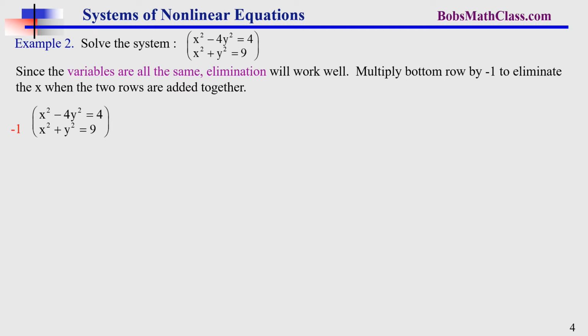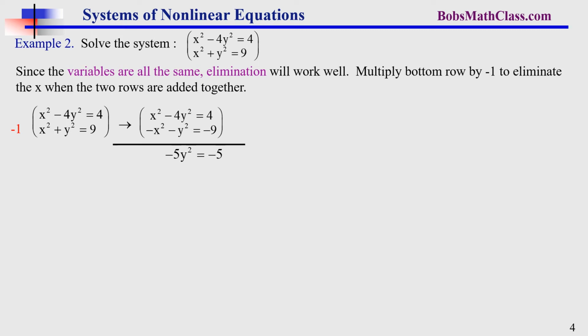Okay, so if we multiply the bottom row by negative 1, the top row stays the same, but the bottom row will be negative x squared minus y squared equals negative 9. Now we could add the two rows together, add the columns. So the x's, right, they'll cancel. And we'll end up with negative 5y squared equals negative 5.